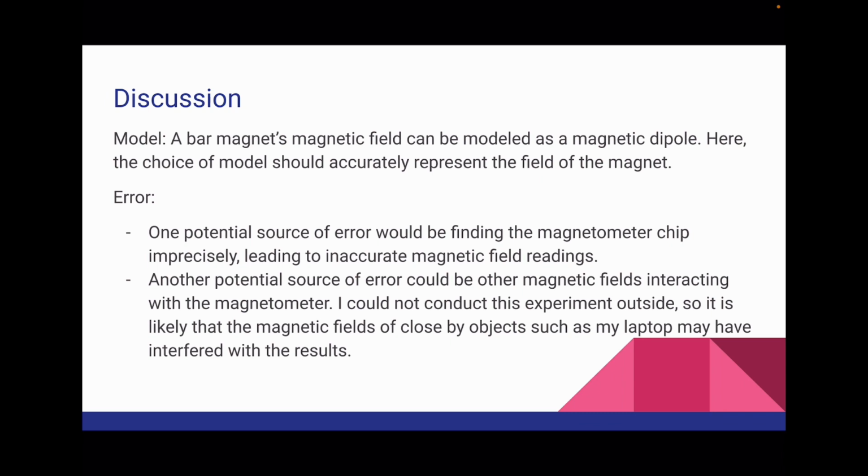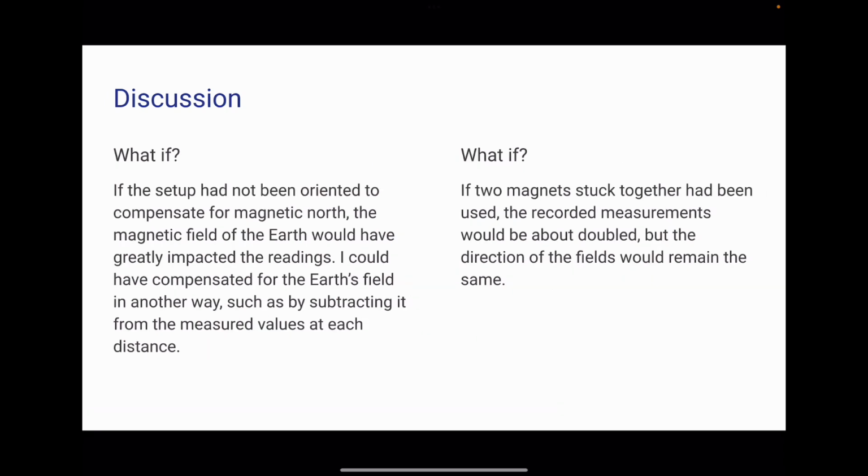I could not conduct this experiment outside, so it is likely that the magnetic fields of close-by objects, such as my laptop, may have interfered with the results. If the setup had not been oriented to compensate for magnetic north, the magnetic field of the Earth would have greatly impacted the readings. I could have compensated for the Earth's magnetic field in another way, such as by subtracting it from the measured values at each distance.